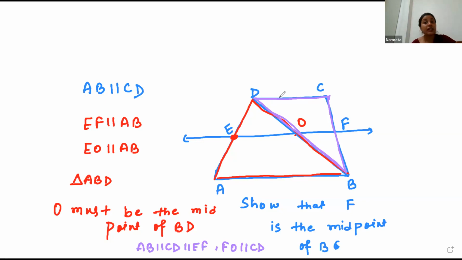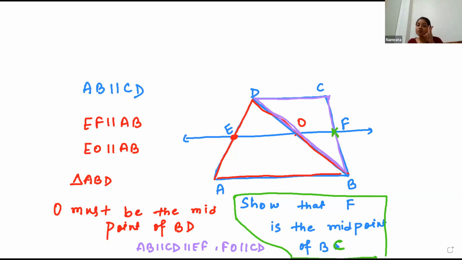Now, since FO is parallel to CD in the purple triangle and O is the midpoint, can we say F will also be the midpoint of BC by the converse of the midpoint theorem? Yes, F must be the midpoint of the other side of the purple triangle, that is BC, and that is what we had to prove. We are done. Two times we have used the converse of the midpoint theorem, one for the red triangle and another for the purple triangle, and then we are able to prove that F is the midpoint of BC.